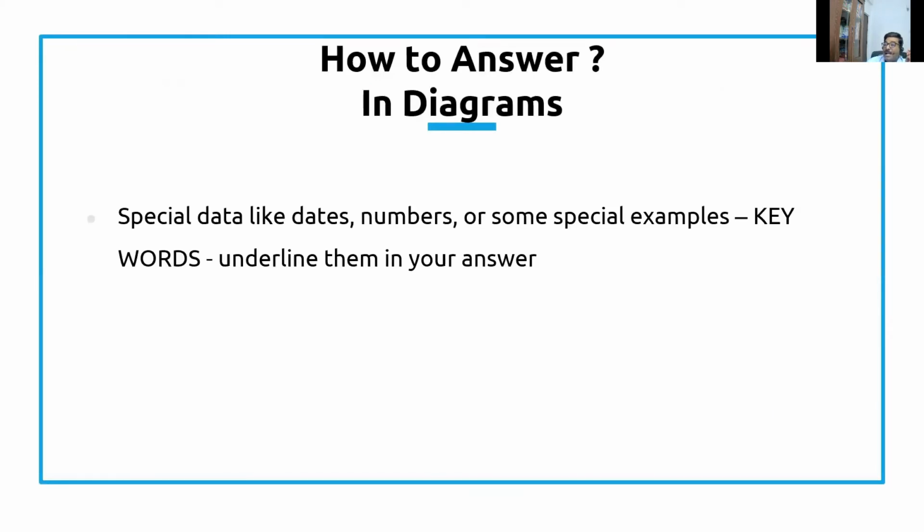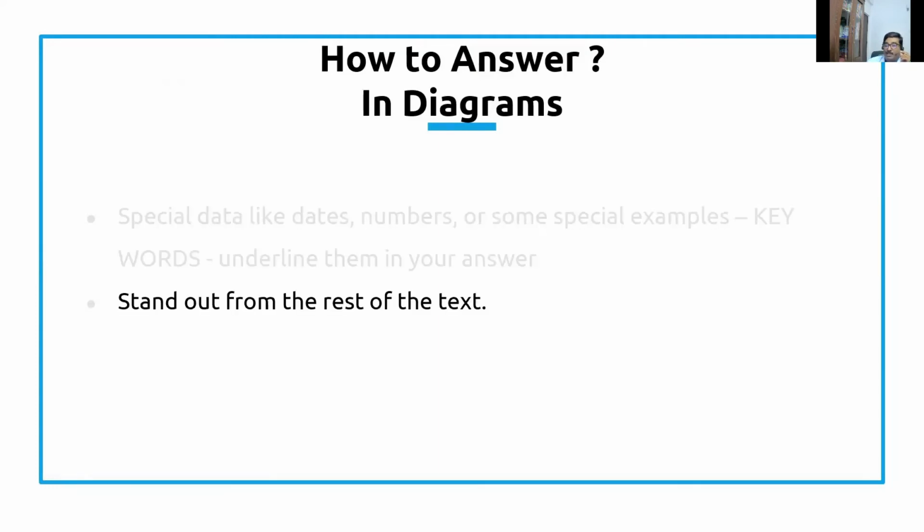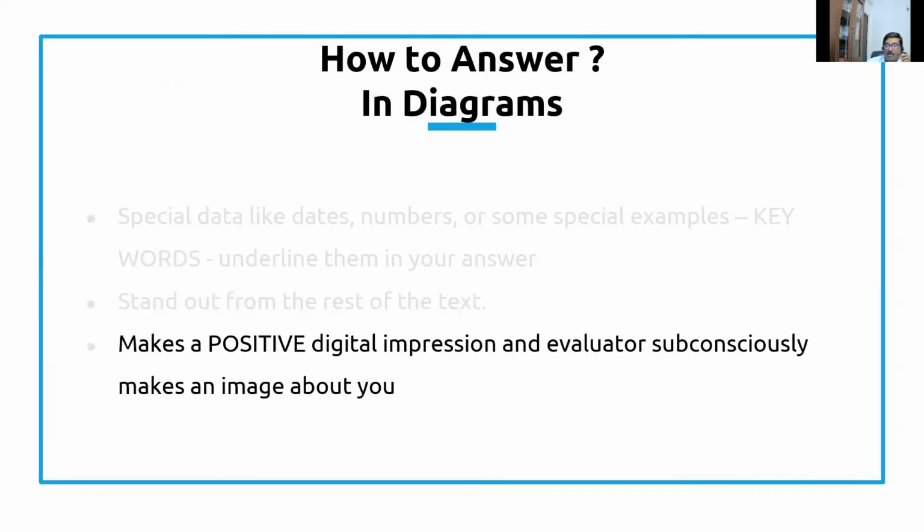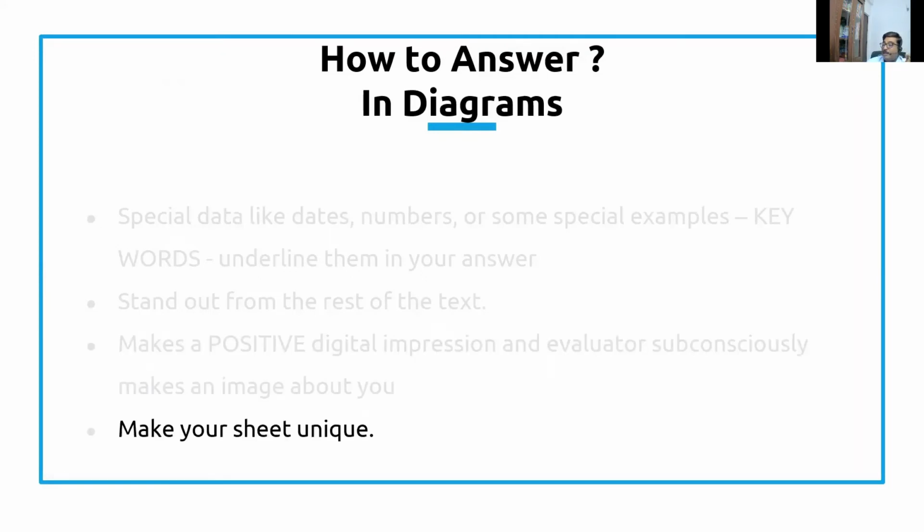Special data like dates, numbers, keywords, underline them in your answers, especially inside the diagrams or the parts, and ensure that it stands out from the rest of the text, visibility. And that will help you to make a positive digital impression and convince the evaluator subconsciously to have a better image of you. And that also will make your answer sheet very unique among the probably tens and 50s of answer sheets they are correcting per day.